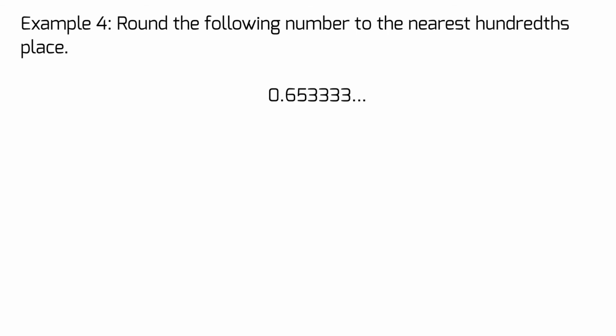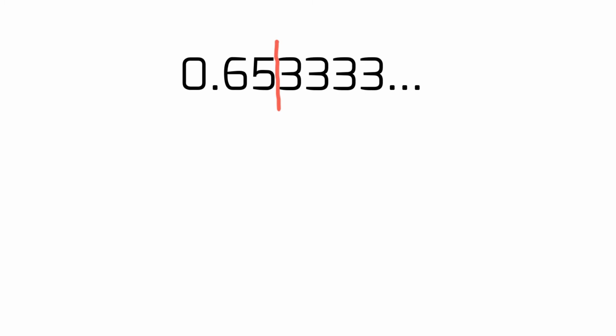Last example. Example 4 says round the following number to the nearest hundredths place. So same place value, hundredths. The number 100 has 2 zeros, so I'm rounding to 2 decimal places. 1, 2. So I'm going to draw my cutoff line. That's where I'm going to cut it off. Let me zoom in so that we can see better. And then I'm going to keep everything that comes before.